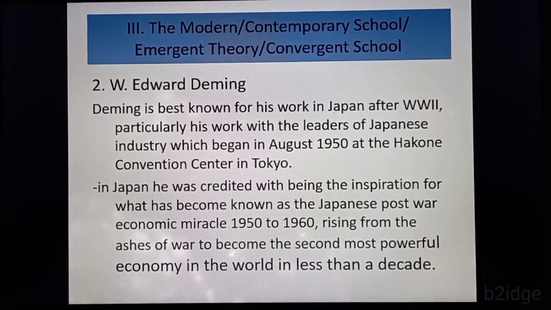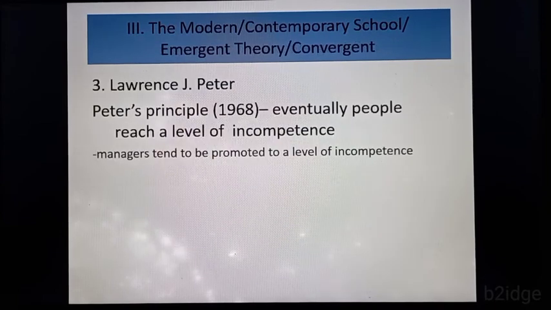We have W. Edwards Deming. Deming is best known for his work in Japan after World War II, particularly his work with the leaders of Japanese industry, which began in August 1950 at the Hakone Convention Center in Tokyo. In Japan, he was credited with being the inspiration for what has become known as the Japanese post-war economic miracle in 1950 to 1960, rising from the ashes of war to become the second most powerful economy in the world in less than a decade.